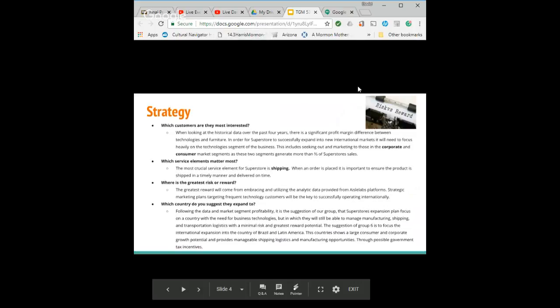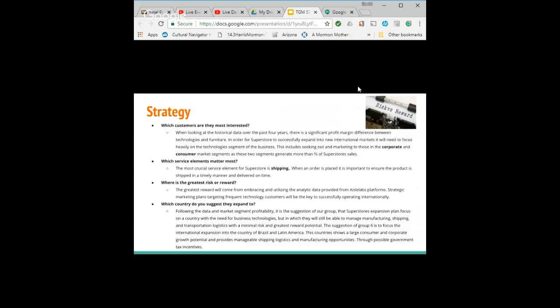Which consumers are we most interested in? Going back and looking at the historical data for the past 4 years provided in Tableau, we're looking to increase our profit margin by looking into the technologies and discontinuing the furniture market in this expansion. Superstore can successfully expand into the international markets by focusing on the corporate and consumer in these technology fields, generating more than 2/3 of Superstore's sales over the last 4 years.